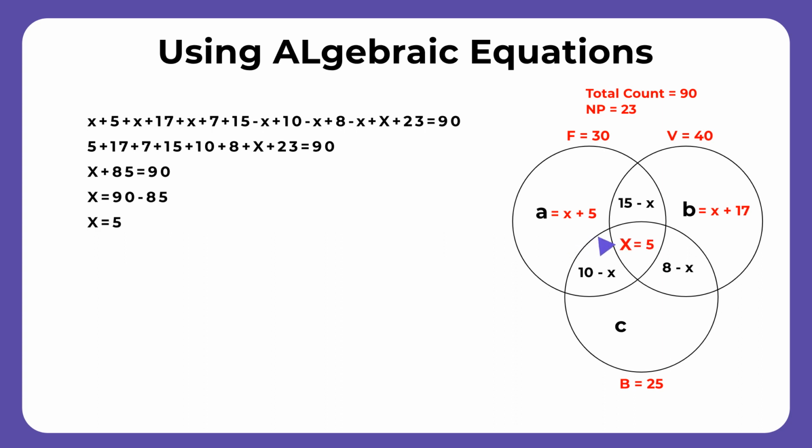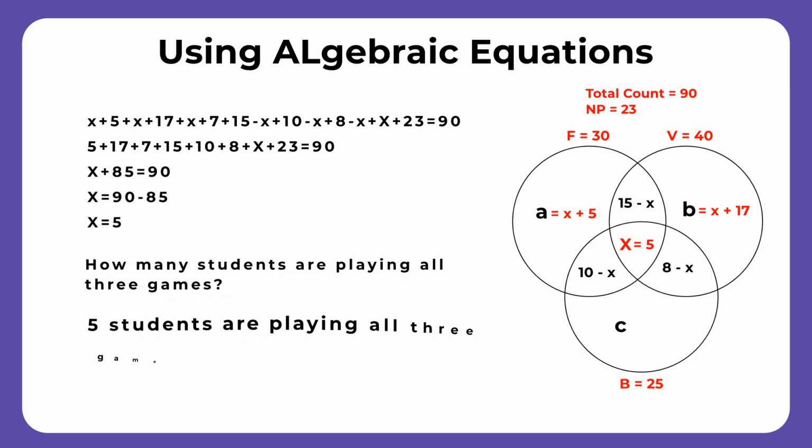We have the answer to our question, which was, how many students are playing all 3 games? So 5 students are playing all 3 games. There we have it. We've successfully solved the problem using a Venn diagram and algebraic equations.